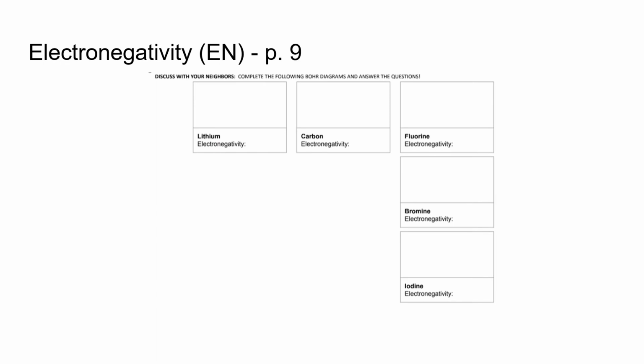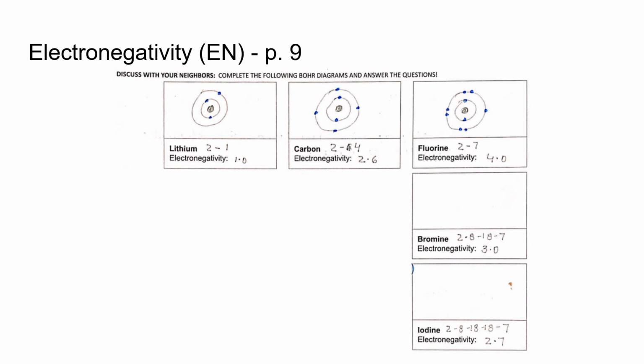Now let's pause your video here and draw the Bohr diagrams and copy down the electronegativities for these elements. Remember, electronegativities are also given in Table S, just like atomic radius and ionization energy. This is technically what your end product will look like. Of course, with bromine and iodine, I just got lazy, so I don't have those in there. You should have all of them.